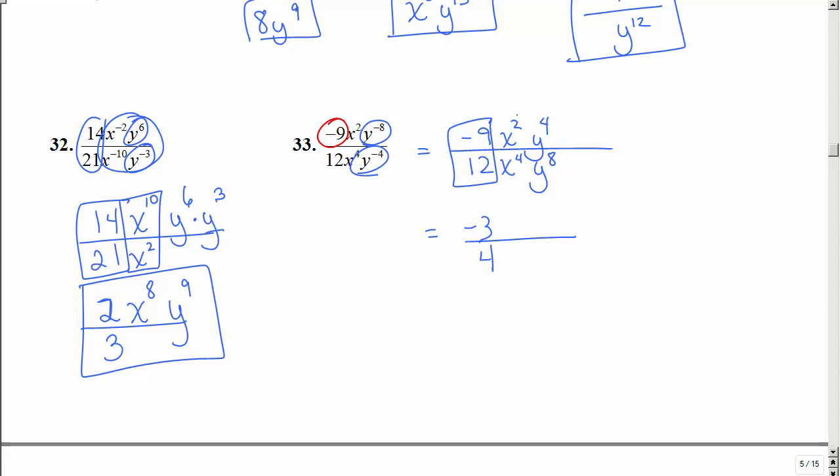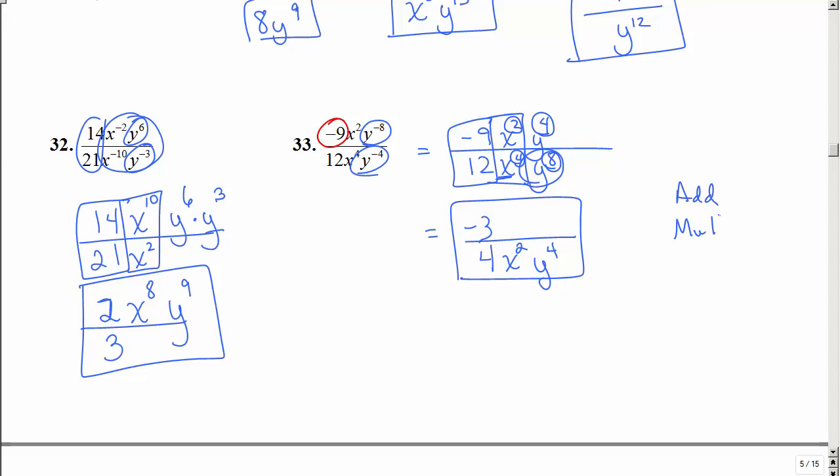But I can reduce that. That's negative 3/4. Now how do I reduce that? Since there's more x's on the bottom, I'm going to keep my x on the bottom and subtract 4 minus 2. There's more y's on the bottom, so I'm going to keep the y on the bottom and subtract 8 minus 4. Just go over those 3 or 4 rules of exponents. When do you add them? When do you multiply them? When do you subtract them? What's the exponent of 0? And how to make a negative exponent into a positive exponent.